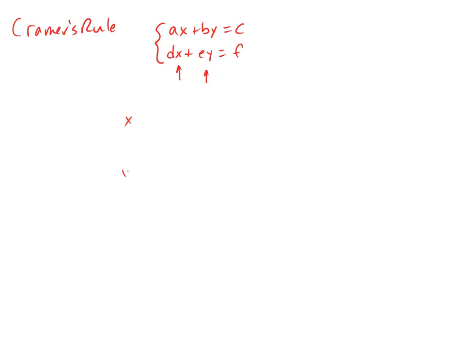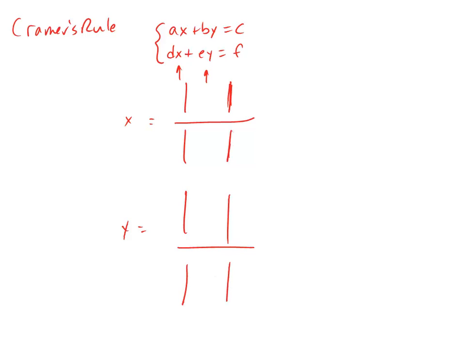Turns out x and y can be written in terms of two 2 by 2 determinants on top and bottom, and same thing for y. It is a determinant over a determinant. I've always referred to this as just the giant H. In the denominator of both of these, you put the determinant of the coefficient matrix, A, B, D, E. A, B, D, E.